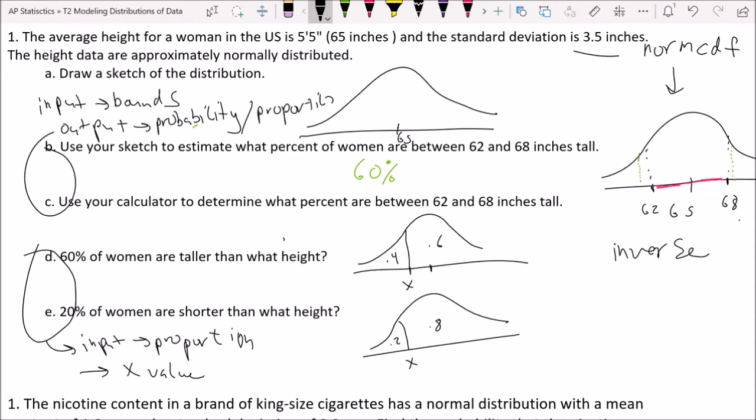And they named this function really well. The inverse of that they call inverse norm. So these are going to be our first inverse normal calculations. So let's switch over to the calculator and do those inverse normal calculations now.